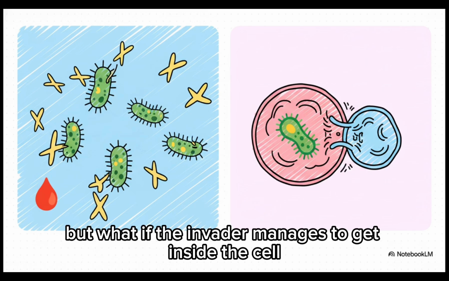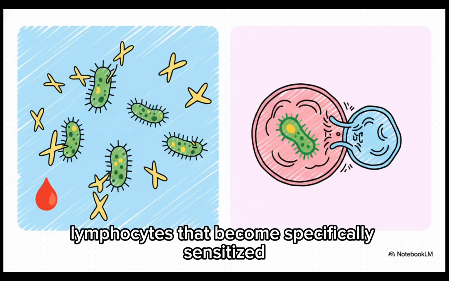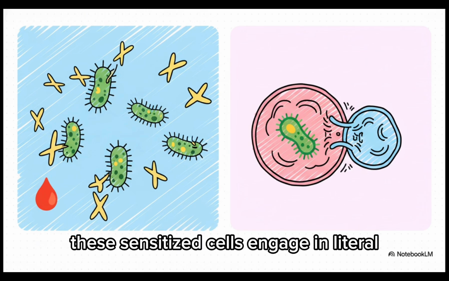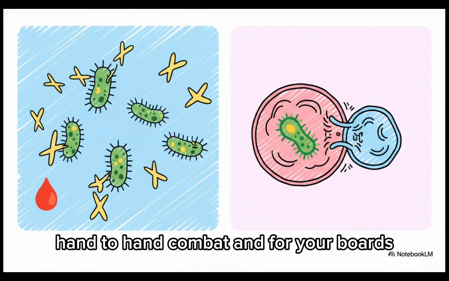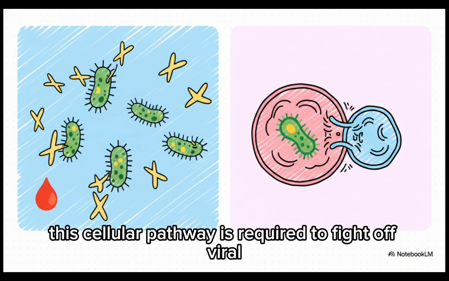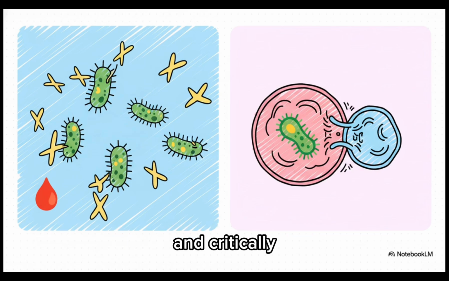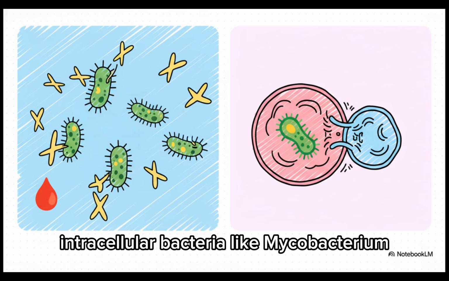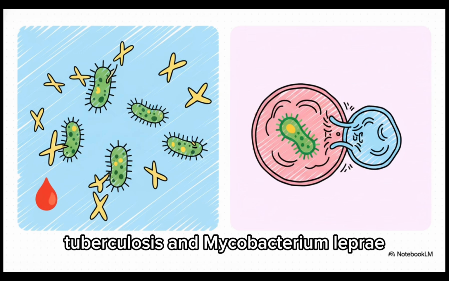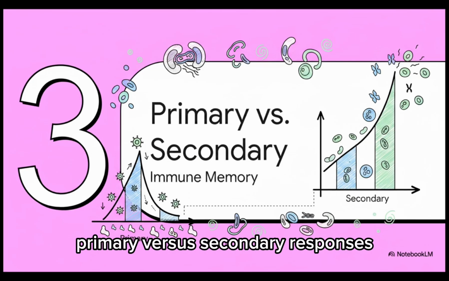But what if the invader manages to get inside the cell? Well, that's where cell-mediated immunity steps up. This pathway relies on T lymphocytes that become specifically sensitized. These sensitized cells engage in literal hand-to-hand combat. And for your boards, you absolutely need to know this. This cellular pathway is required to fight off viral, fungal, and parasitic infections, and critically, intracellular bacteria like Mycobacterium tuberculosis and Mycobacterium lepra. Next up, Section 3, primary versus secondary responses.